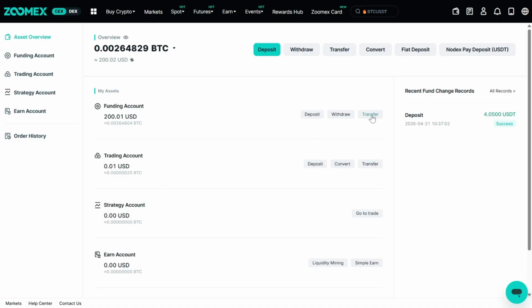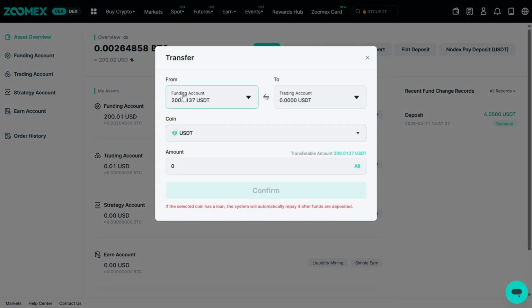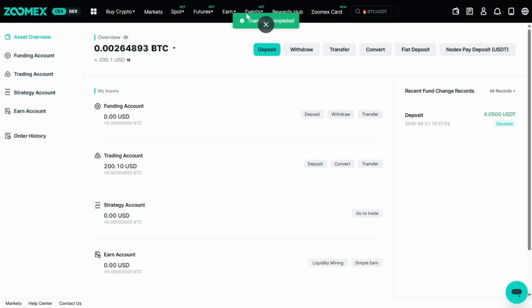So let's head to transfer. Make sure our from is funding and our to is trading account. We are going to transfer the full amount and click confirm. We can see our transfer was complete and we now have 200 USDT in our trading account.